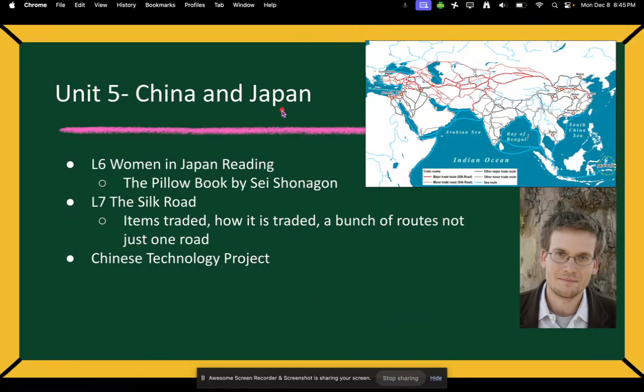That was the Pillow Book by Sei Shonagon. In lesson 7, we talked about the Silk Road. That was one of the Crash Course videos by John Green. And we talked about what items were traded along the Silk Road, how it was traded, and that the Silk Road was not just one singular road, but instead a bunch of routes, as you can see up here on this map. And they weren't just land routes as well, they included sea routes. And then you finish that off with the Chinese technology project.